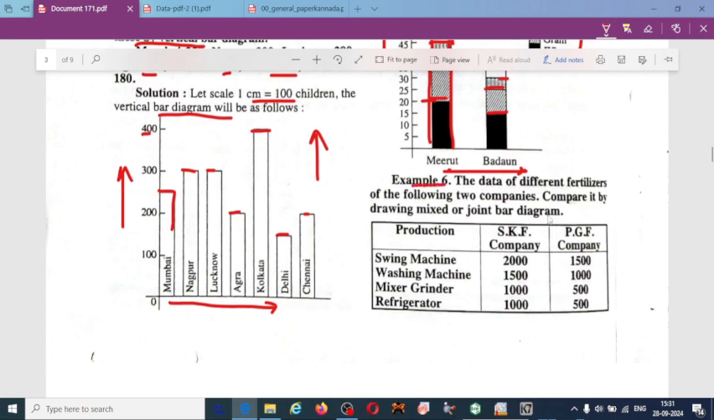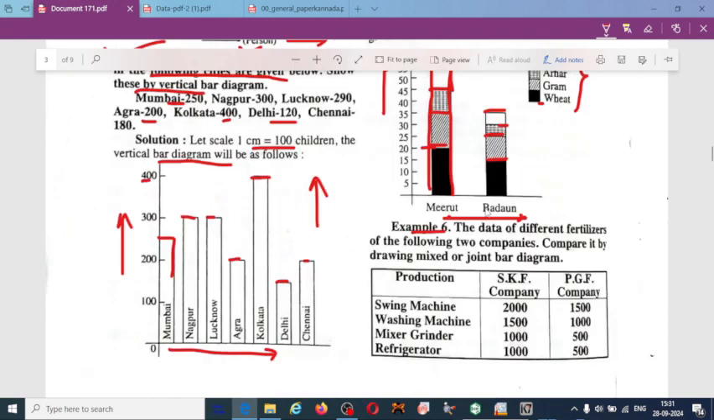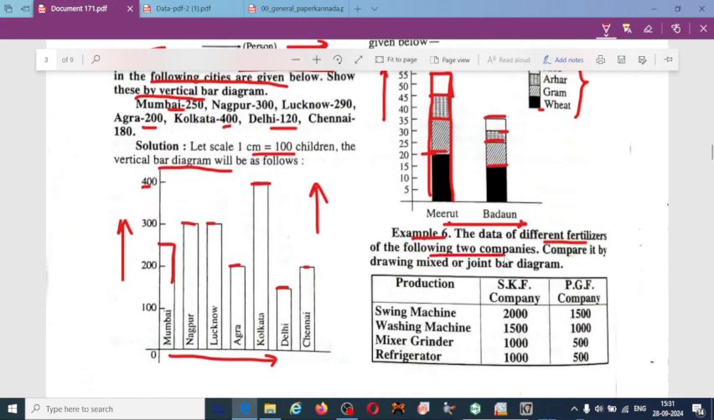Next, the last one. The data of different devices from the following two companies has been given. Compare them by drawing a mixed or joint bar diagram. You can see the question here. First let us see the production of different devices: sewing machine, washing machine, mixer, grinder, refrigerator. There are two companies, SKF company and PGF company, and you can see the device production for both.